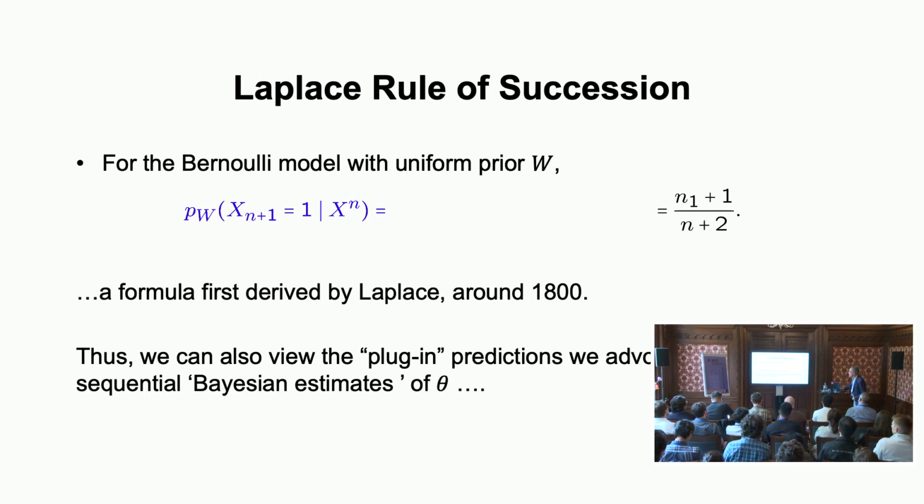Now if I compare these two, I see that if I take the Bernoulli model with a uniform prior, so I just put the uniform density between 0 and 1 and take the integral, then this probability distribution of the next thing being a 1 given the past is actually the same formula I've just seen. Actually, it was already derived by Laplace around 1800. He used it to calculate the probability that the sun goes up tomorrow. It's an interesting story. But this is actually a very old formula.